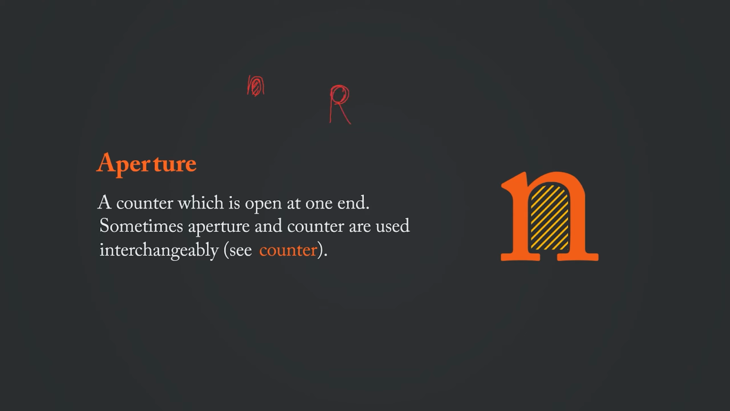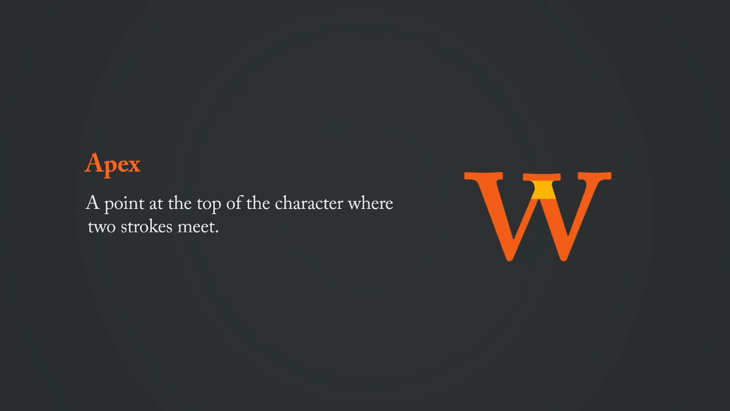That's going to be the counter because it's closed, and this is going to be the aperture because it's open. So this is an aperture, and this is an aperture here. Any largely enclosed place within a character. Here is the apex. Point at the top of the character where two strokes meet, like on a W, or on an M. These points would be apexes.